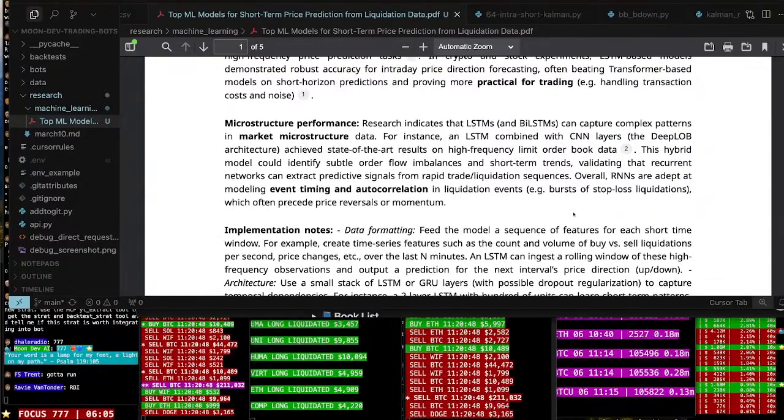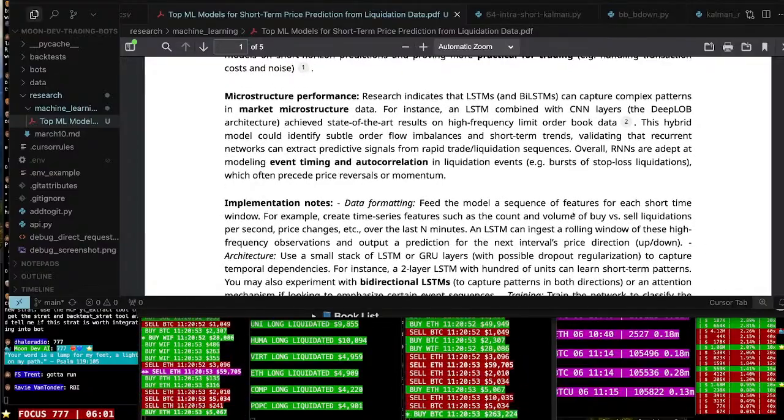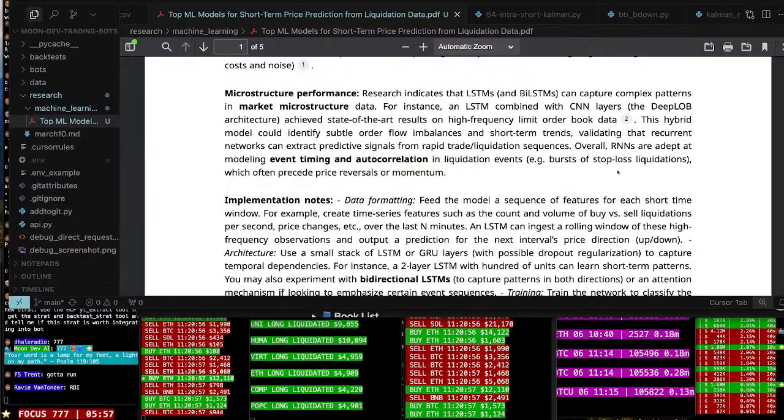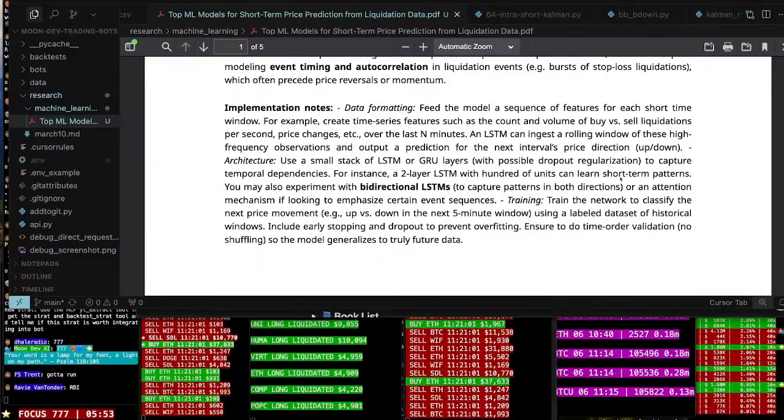Overall, RNNs are adept at modeling event timing and autocorrelation in liquidation events, e.g. bursts of stop-loss liquidations, which often precede price reversals or momentum.